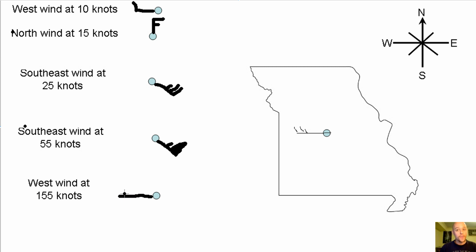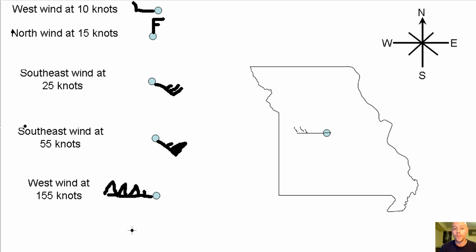155 is 150, so that's three 50s and then a short one. So flag, flag, flag. This is going to get too short here. So 50, 100, 150, 155. That's what 155 knots would look like if you were to draw the wind barb.